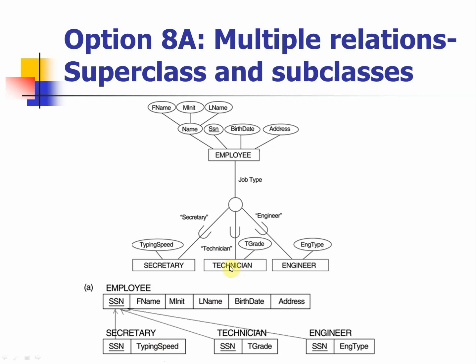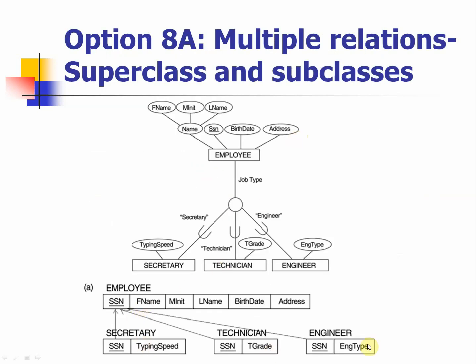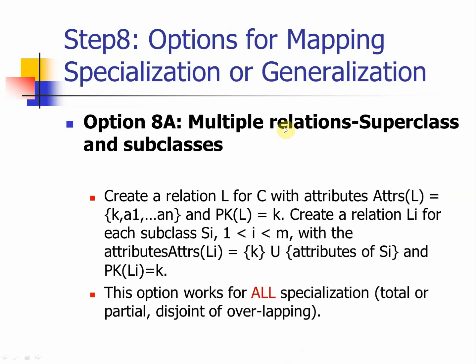So you can see that for technician, it's doing the same thing, still using social security number, forming a foreign key, going back to the employee with its only local attribute. Engineer is doing the same thing. So that is the first choice, which is very similar to the original EER diagram. Option 8A is going to create multiple relations. So you can see that we end up with 1, 2, 3, 4 relations, including the superclass and subclasses.